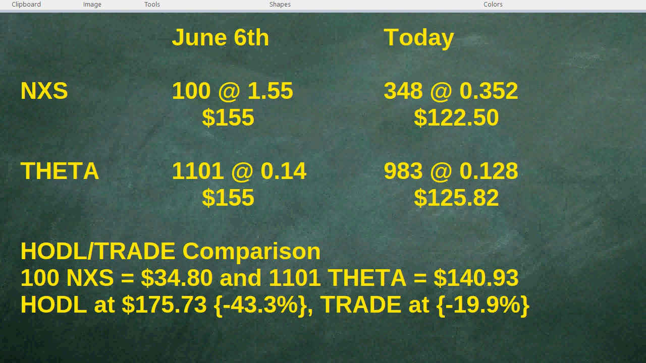So as far as the hold trade comparison is concerned, if we have 100 Nexus at $34.80, which means you just bought 100 last year, you just held it, and that's it.